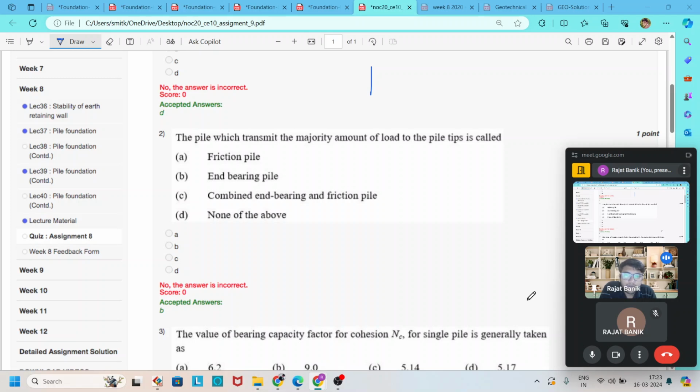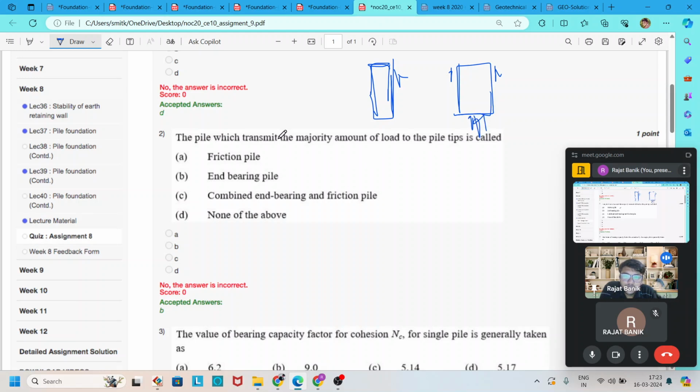So we're discussing problem number two. We know that based on the capacity, piles are divided into three: friction pile, end bearing pile, and friction and end bearing pile. A friction pile transmits the load through the side friction or skin friction of the pile. An end bearing pile transfers the load to the hard stratum through the tip, and a friction and end bearing pile uses both mechanisms, friction as well as end bearing.